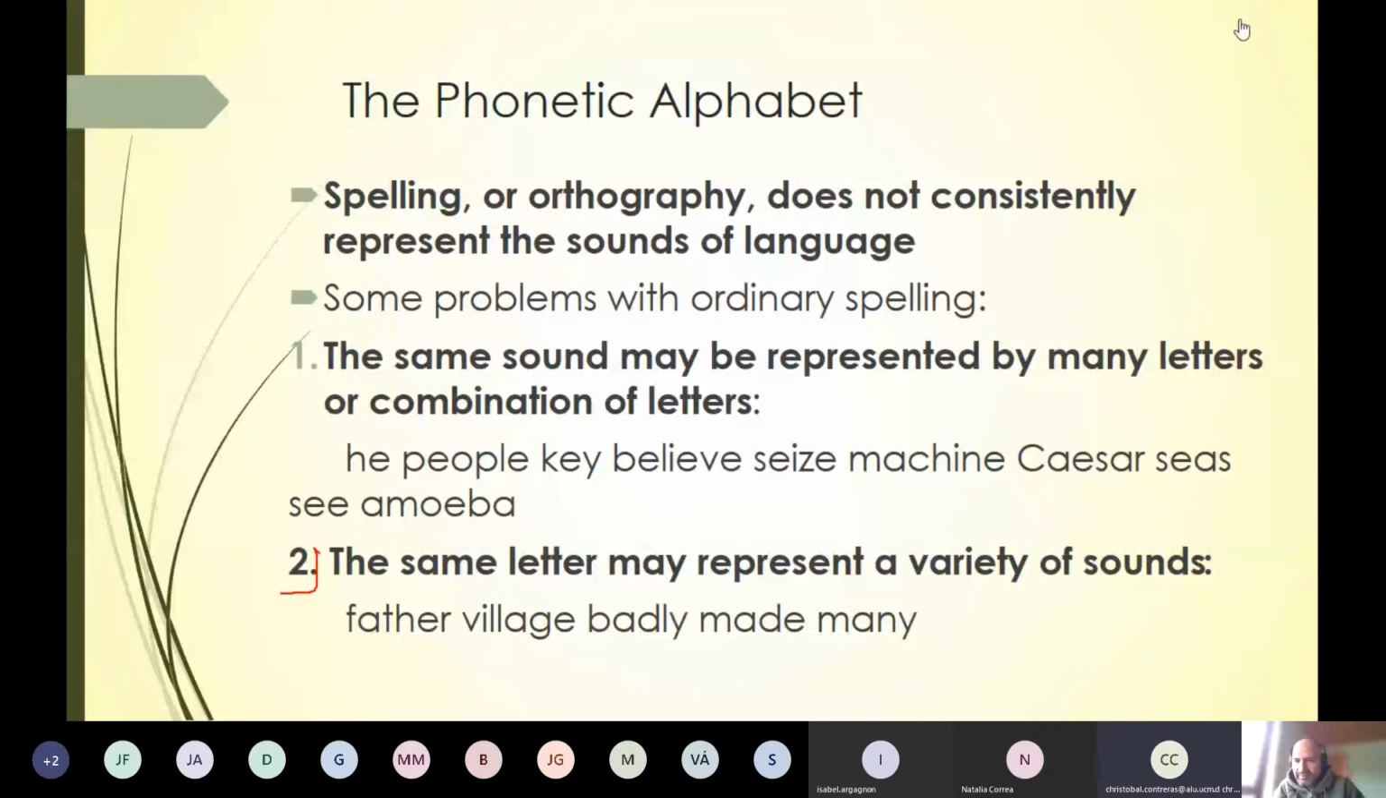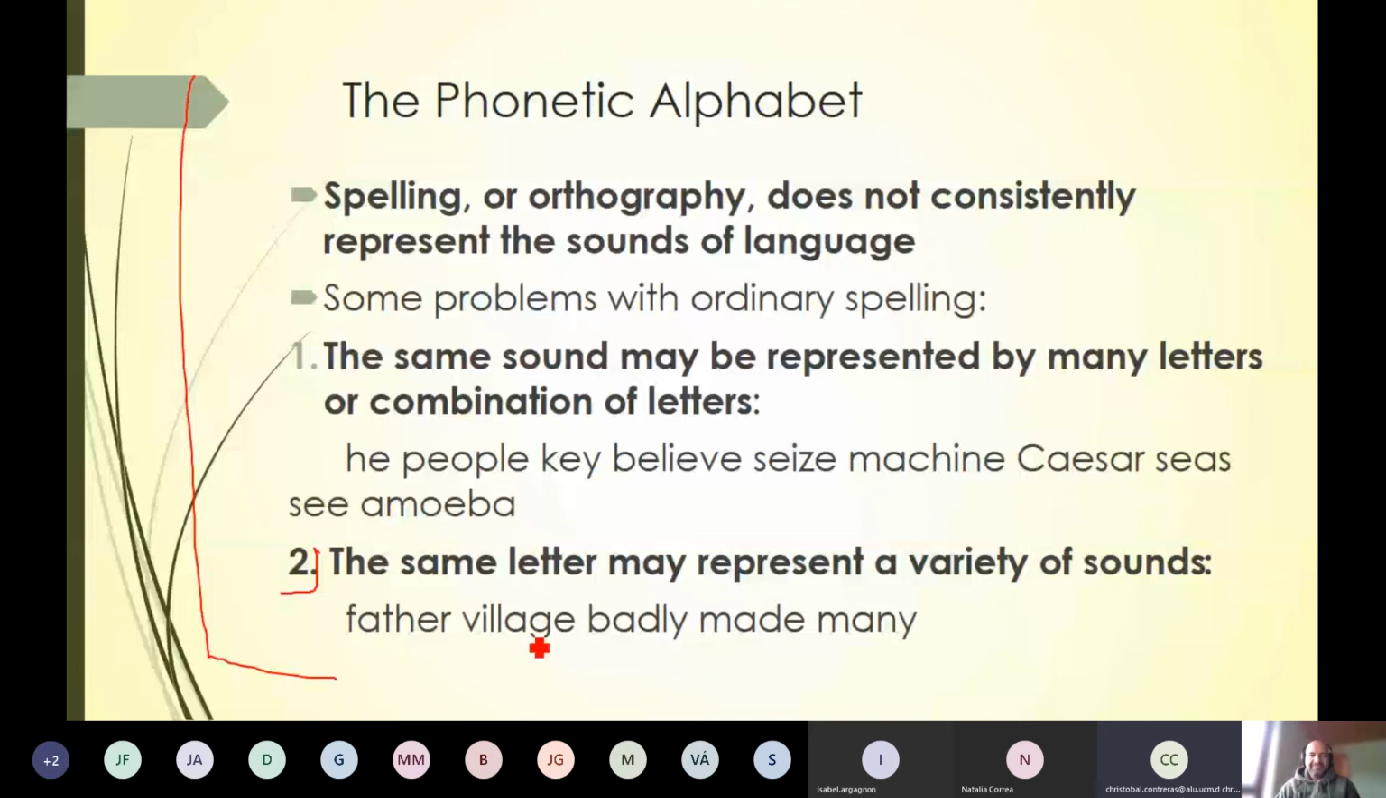The phonetic alphabet. Spelling or orthography does not consistently represent the sound of language. Some problems with ordinary spelling. 1. The same sound may be represented by many letters or combinations of letters: he, people, key, believe, says, machine, Caesar, sees, see. 2. The same letter may represent a variety of sounds: father, village, badly, made, many.